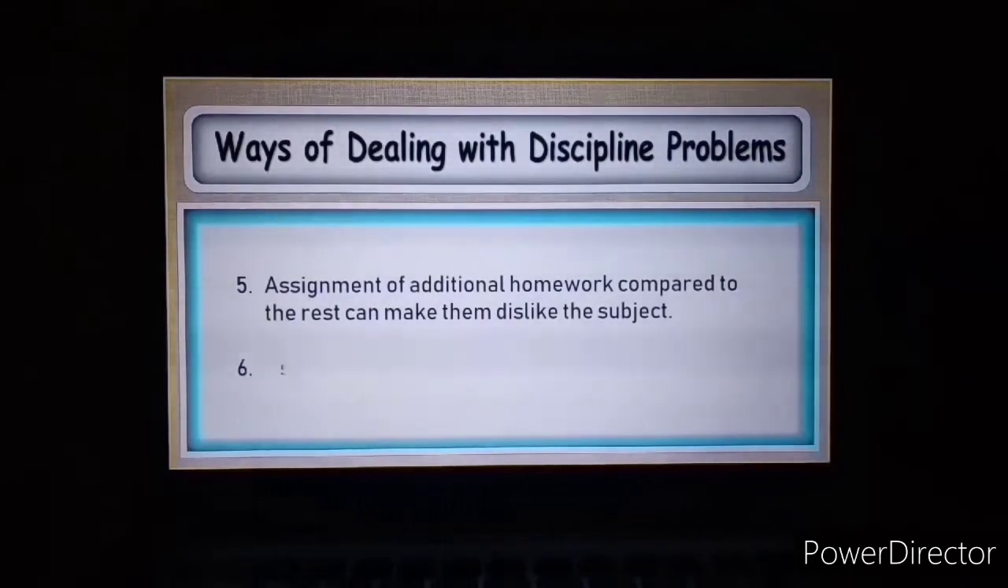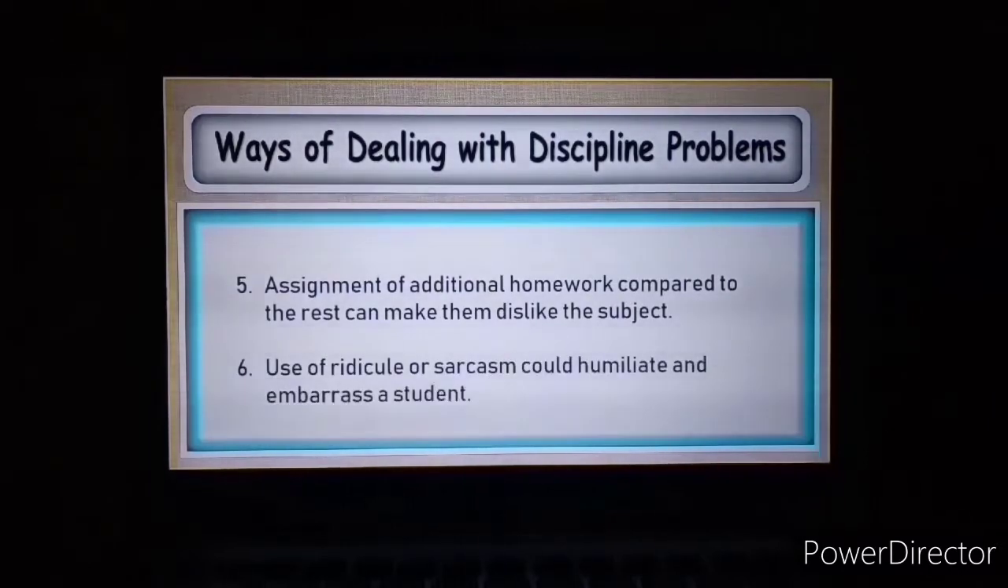Number 6, use of ridicule or sarcasm could humiliate and embarrass students. Embarrassing students is prohibited and it will affect the moral or emotional aspect of students. So, atong i-avoid ang simple joke sa students. Bata kabalo nga for them, mas ilang gibig-an ang small joke. So, maka-affect na siya sa emotional or moral aspects sa students.